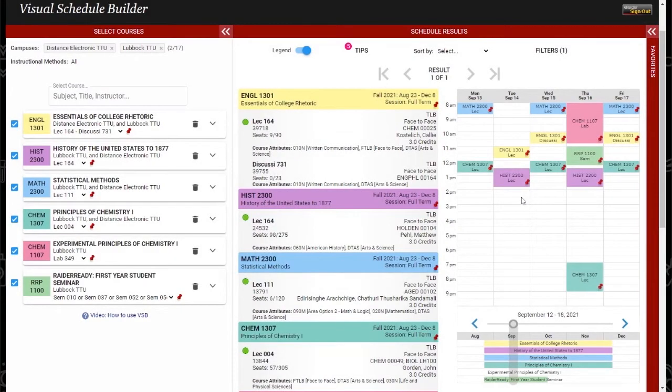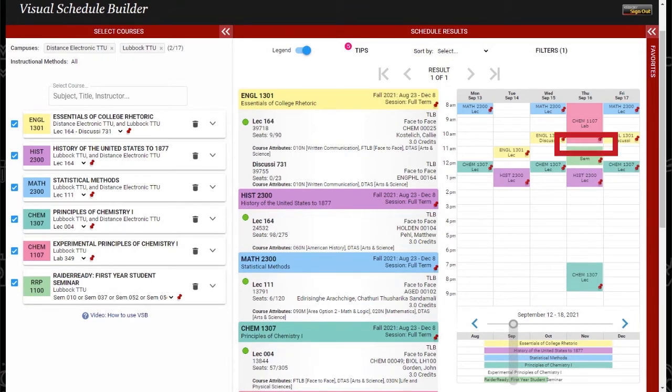Now, as we mentioned earlier, some classes may not follow the Monday, Wednesday, Friday, or Tuesday, Thursday structure exactly, as with this section of English 1301. We can see that the lecture section occurs on Tuesdays, but it also has 2 smaller discussion sections that occur on Wednesdays and Fridays. You'll want to be aware of classes like this and how they work with your schedule.